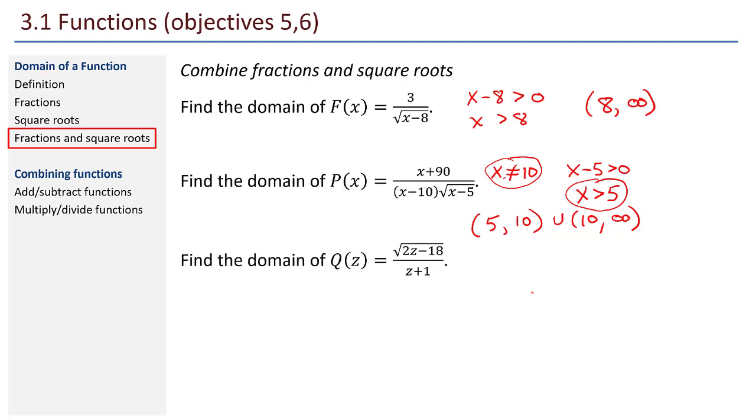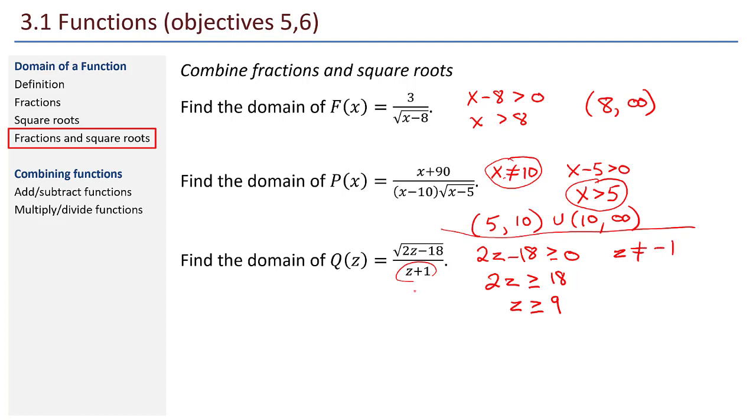How about this guy? So I've got two things going on. I have a square root on the top and I have a number down in the denominator. For that square root to be defined, I need to have the radicand greater than or equal to 0. And it's okay to be 0 since it's in the numerator. So 2z minus 18 greater than or equal to 0. 2z is greater than or equal to 18. And then divide by 2. z is greater than or equal to 9. So that takes care of the numerator. What about that denominator? That denominator tells me z does not equal -1.